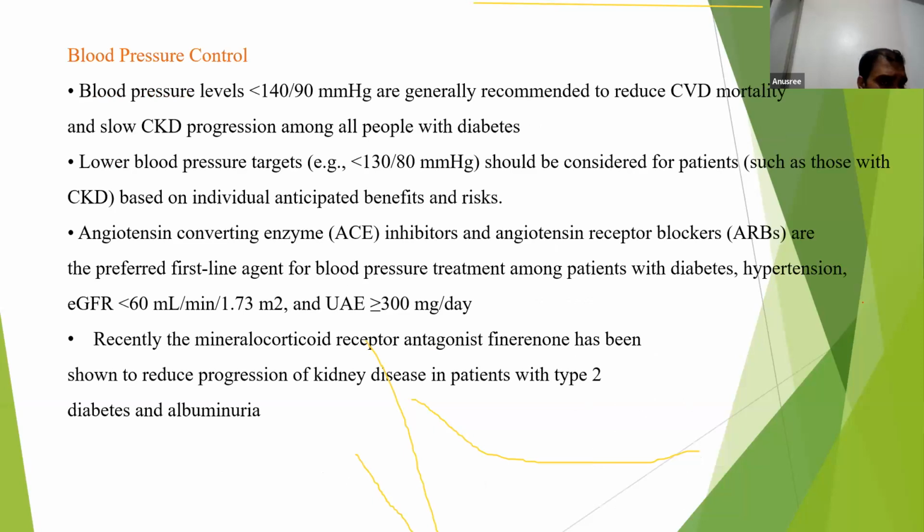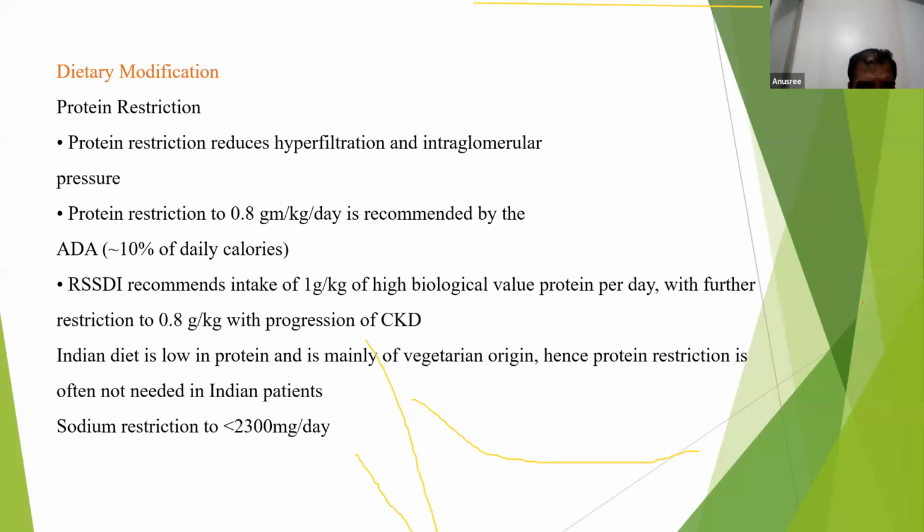And the blood pressure should be kept below 140/90, but if the patient has other risk factors like CVDs, it should be kept below 130/80, and the best drugs for that are ACE inhibitors and ARBs. And recently studies said that the mineralocorticoid receptor antagonist finerenone has been shown to reduce progression of diabetic kidney disease and proteinuria in type 2 patients.